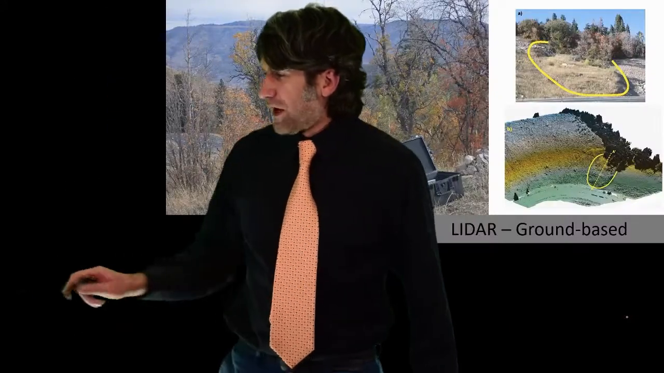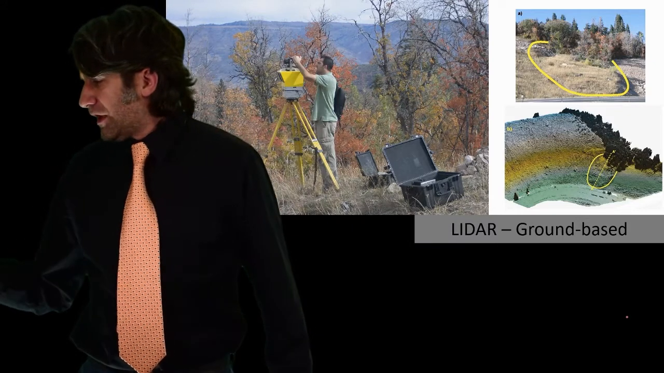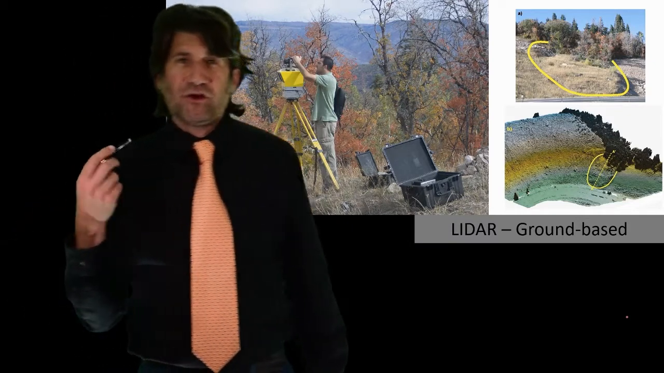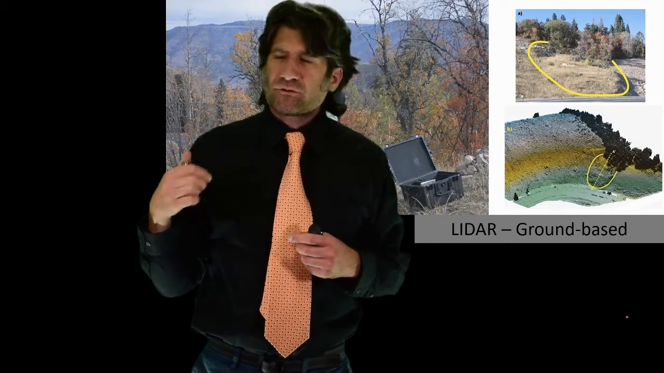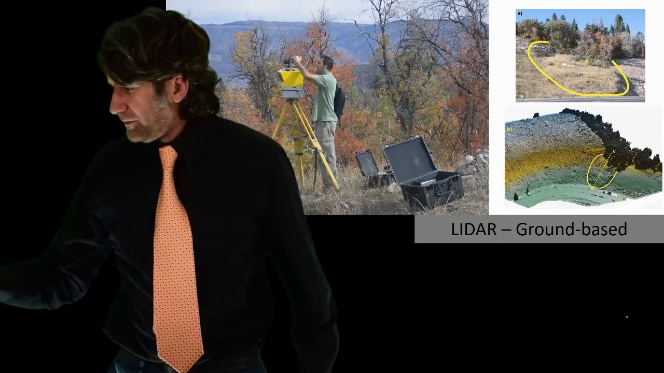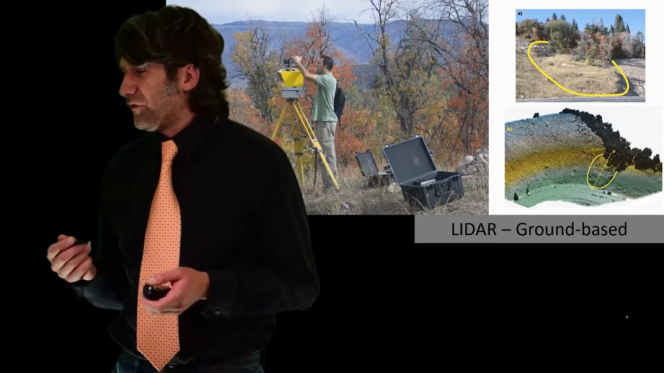You can also have ground-based LiDAR systems as well, and those are really useful for measuring a hill slope. If you've got a hill slope that's moving, you could set up your LiDAR and collect repeat data to characterize if you've got a slow-moving landslide happening.